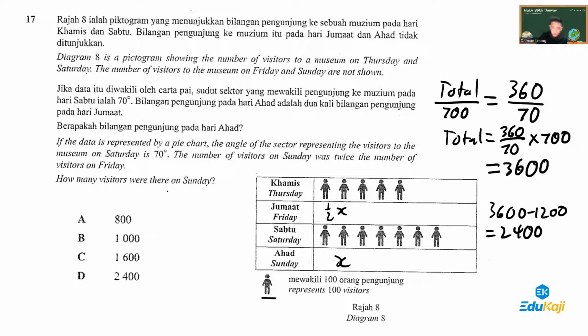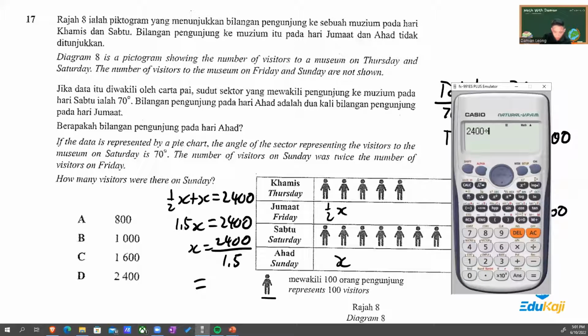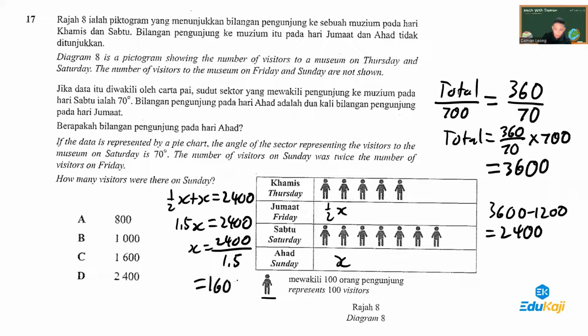Okay. So half X plus X is 2,400, means 1.5 X is 2,400. X will be 2,400 divided by 1.5, which is 1,600. That is the number of visitors on Sunday. Answer C.